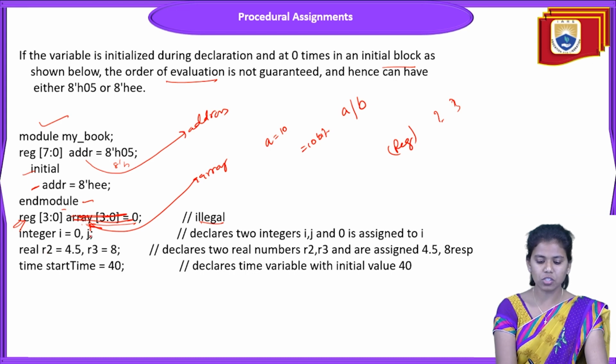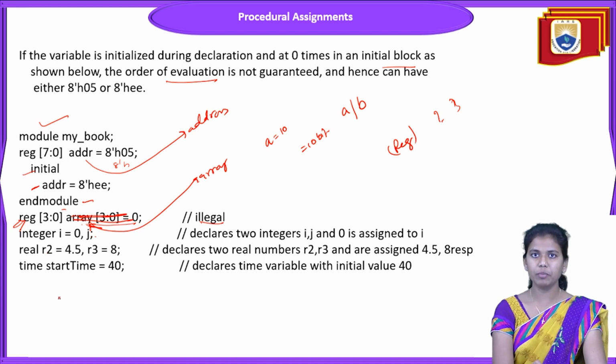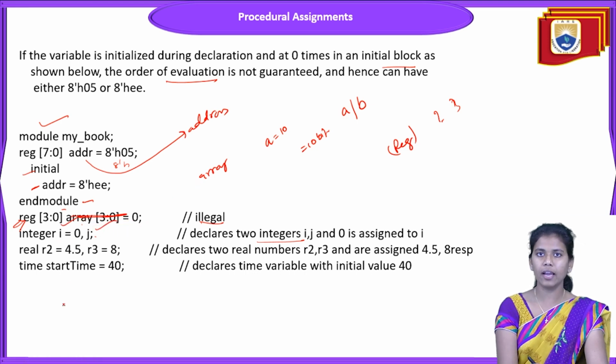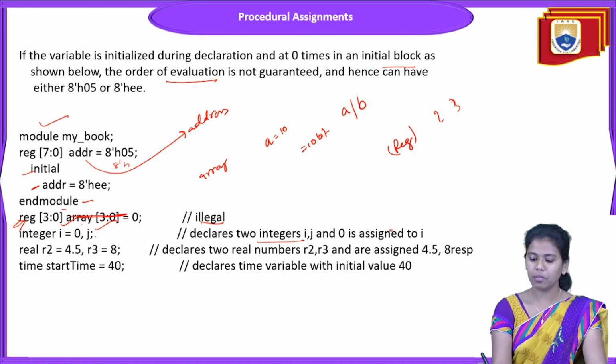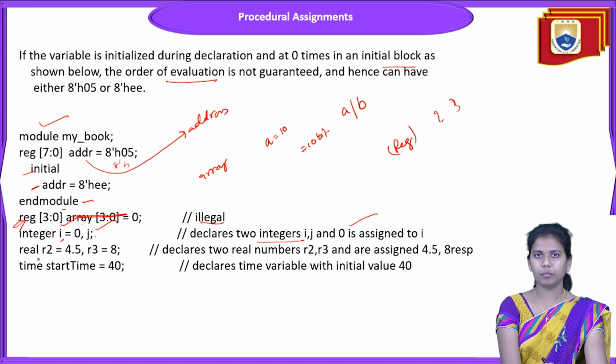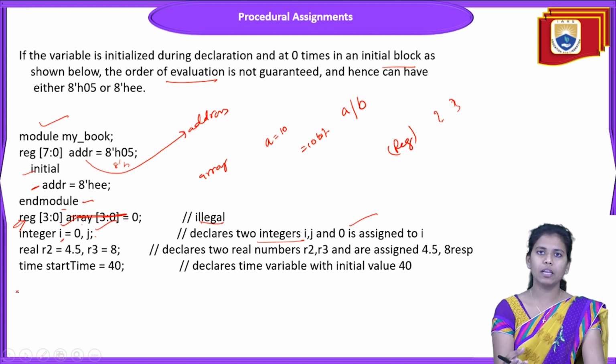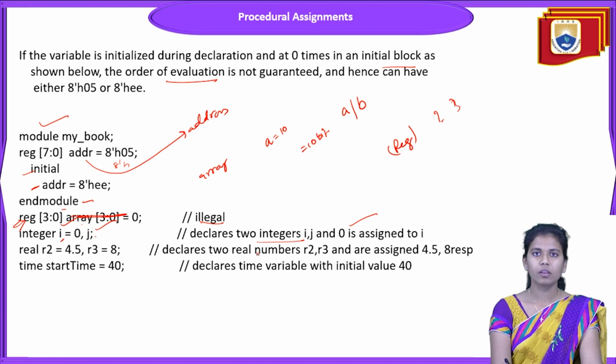Next, integer i is equals to 0, comma j. That means it declares 2 integers. I'm declaring 2 integers, i and j, and I'm assigning my value 0 to i. So here I'm storing my value 0 in variable i.